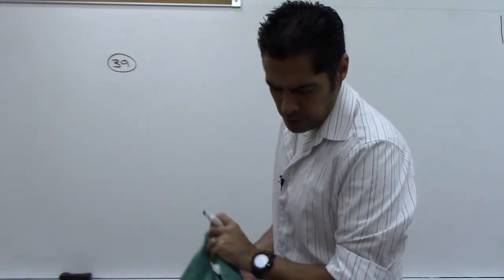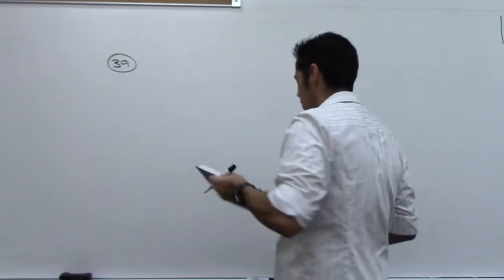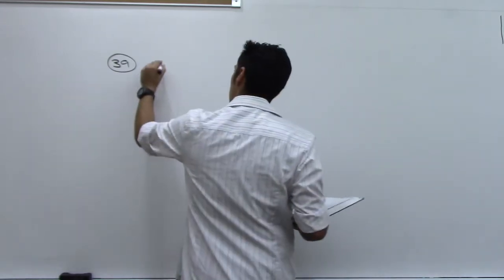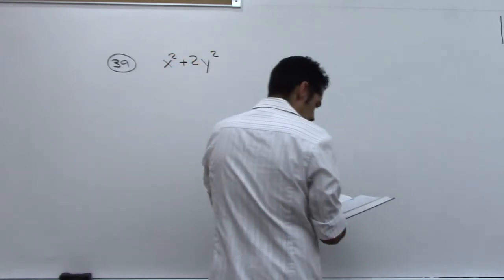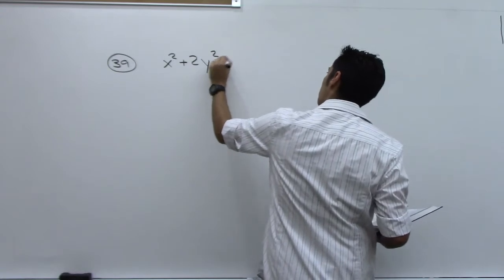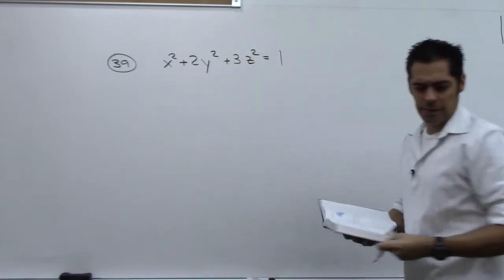Use implicit differentiation. So we have x squared plus 2y squared plus 3z squared equals 1. That's a quadratic surface.